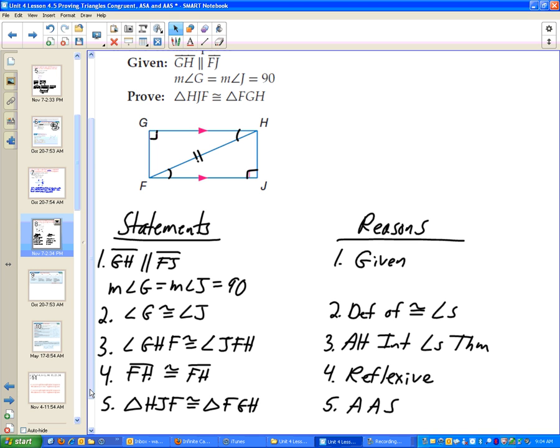Then angle GHF is congruent to angle JFH because of the alternate interior angles theorem. All right, that's parallel to that. There's your transversal, so there's your pair of alternate interior angles that are congruent. And then segment FH is congruent to segment FH because of the reflexive property. And then that's enough. We've got a right angle in that angle, then a non-included side, right angle, that second angle, non-included side. So the two triangles are congruent by angle, angle, side.